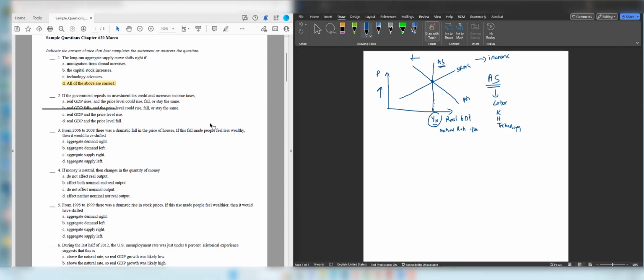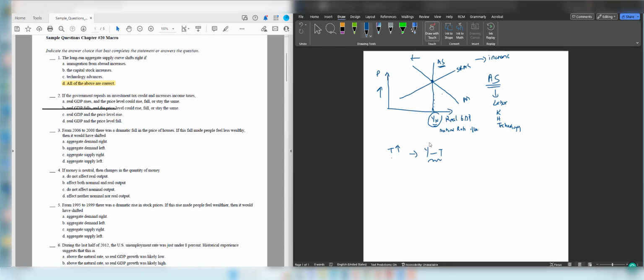Let's do the second question. If the economy repeals an investment tax credit and increases income taxes. So what is the scenario here? Now taxes are higher. Remember, people are paying tax, so they receive after-tax income to spend over the month. For that reason, we need to find out what happens if the tax credit is repealed and income taxes are increasing.